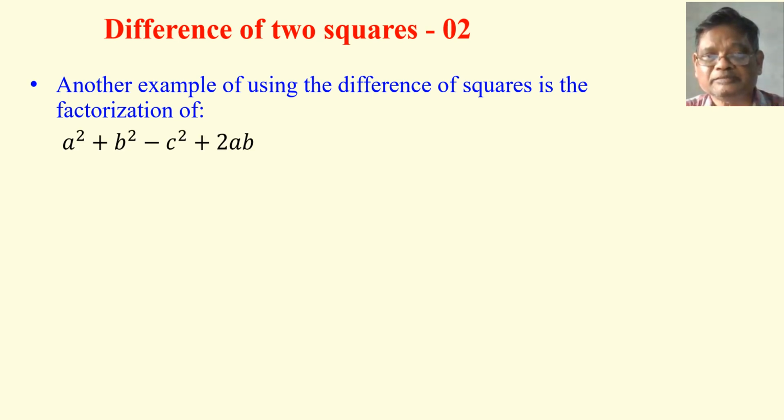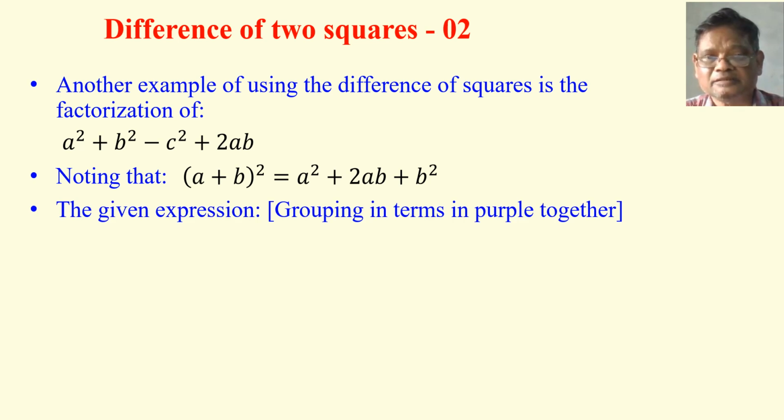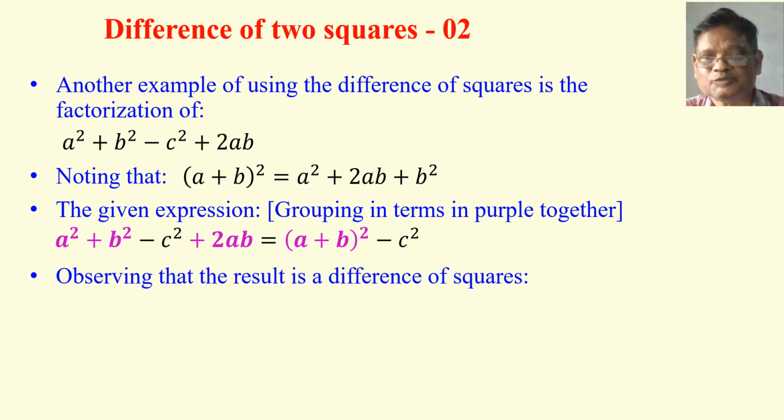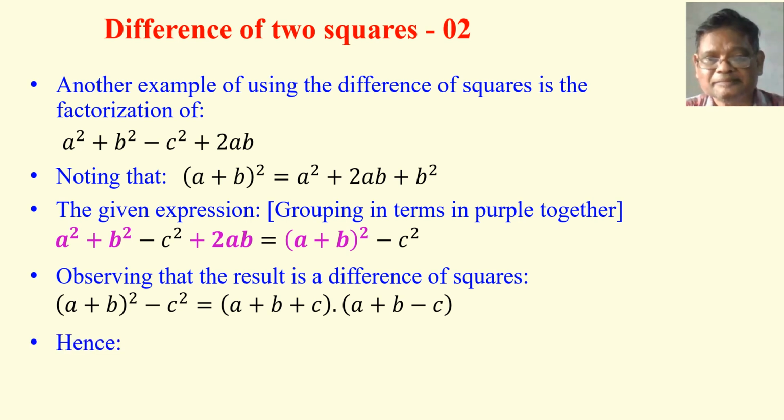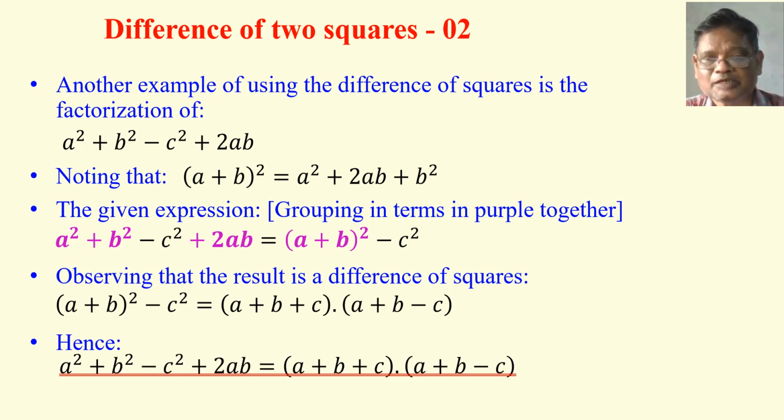Another example of using the difference of squares is the factorization of a squared plus b squared minus c squared plus 2ab. Noting that (a plus b) whole thing squared is equal to a squared plus 2ab plus b squared, the given expression, grouping the terms together, a squared plus b squared minus c squared plus 2ab is equal to (a plus b) whole thing squared minus c squared. Observing that the result is a difference of squares, (a plus b) whole thing squared minus c squared is equal to (a plus b plus c) into (a plus b minus c). Hence, a squared plus b squared minus c squared plus 2ab is equal to (a plus b plus c) into (a plus b minus c).